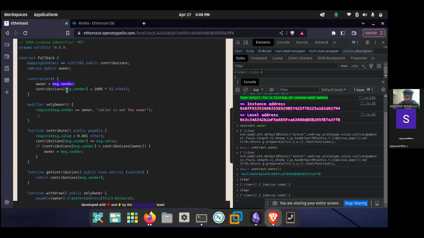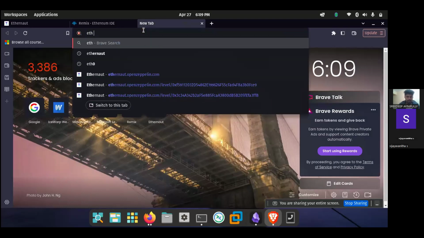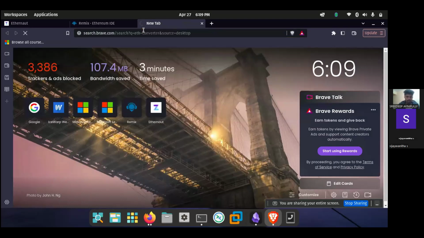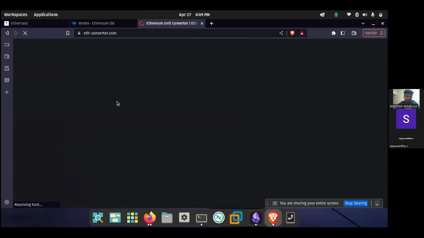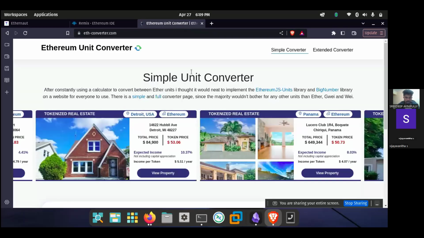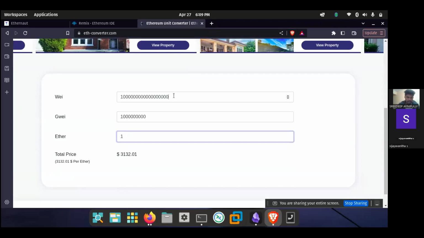And contributions of msg.sender equals 1000 ether. That is a huge amount of money. See, one ether is there, and there is a unit converter. You know what that is? An ETH converter or something? In the case of rupees, we have paisa. Like that, in Ethereum also there is one ether, and another unit called wei, and one ether equals this much wei. So that means one ether is this.